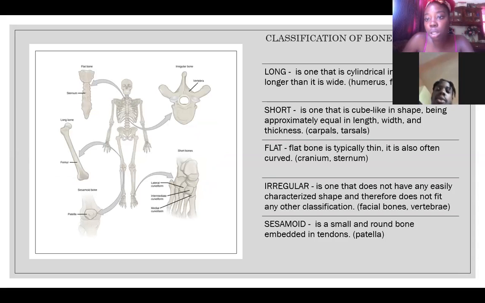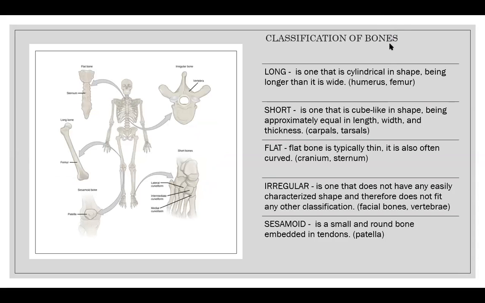Now, long bone is more cylindrical in shape, meaning that it is longer than it is wider. Some examples of long bones are the humerus of your arm and the femur of your leg. And short bone is more cube-like in shape, meaning that it has approximately the same length, width, and thickness. Some examples of those would be the carpals of your hand and your tarsals.